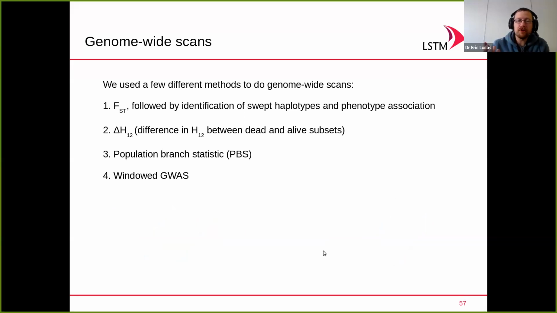And finally, we did a windowed version of the GWAS, where instead of looking for individual SNPs that were super significant, we clustered them and looked for regions that had more significant SNPs than you'd expect by chance.